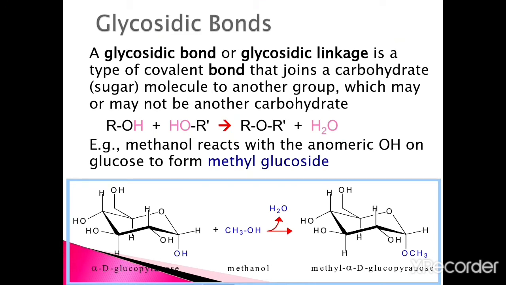Next is the glycosidic bond. A glycosidic bond or glycosidic linkage is a covalent type of bond which will join a carbohydrate molecule to another group. This other group may or may not be another carbohydrate.